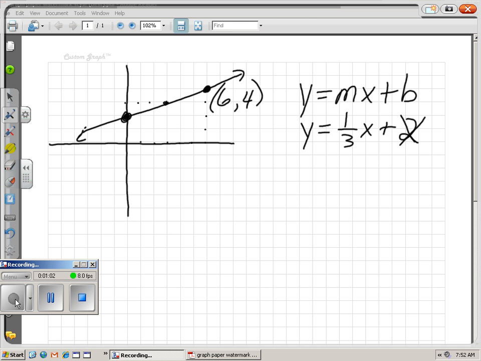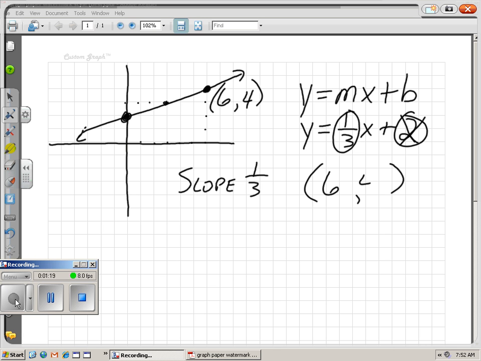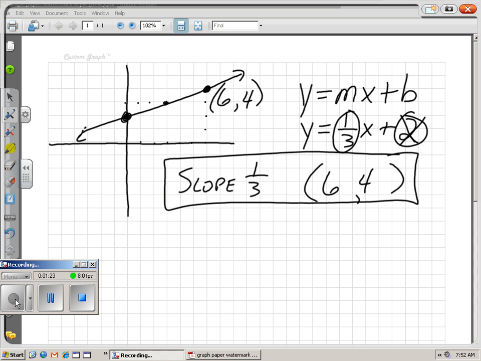So what they're going to give you instead of the slope and the y-intercept is the slope and a point on the line. So for example, the slope of this line would be 1/3, and the point on the line that it goes through would be 6, 4. So this is the information they're going to give you. They're going to say, write the equation of this line. If I tell you the slope's 1/3 and it goes through the point 6, 4, write the equation. Well, how do you start?